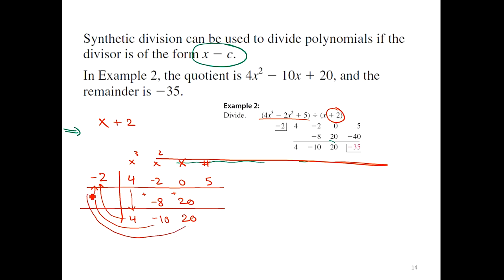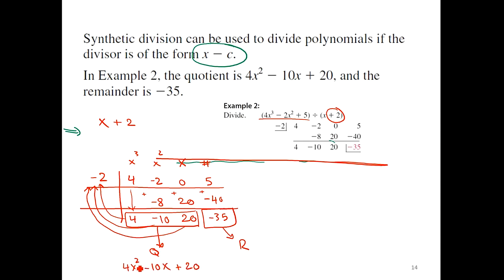Multiply 20 with negative 2. We have negative 40. Add 5 with negative 40. So we have negative 35. This is the remainder r. And this is the coefficient q. This is the q. The q equals 4x squared minus 10x plus 20.